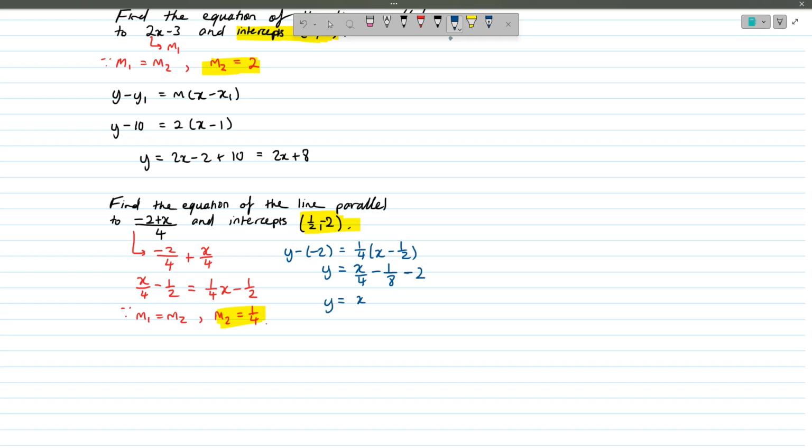And then just a little bit of quick maths. We now have, what's that? 17 over 8. Negative 17 over 8. And that would be the equation of that line.